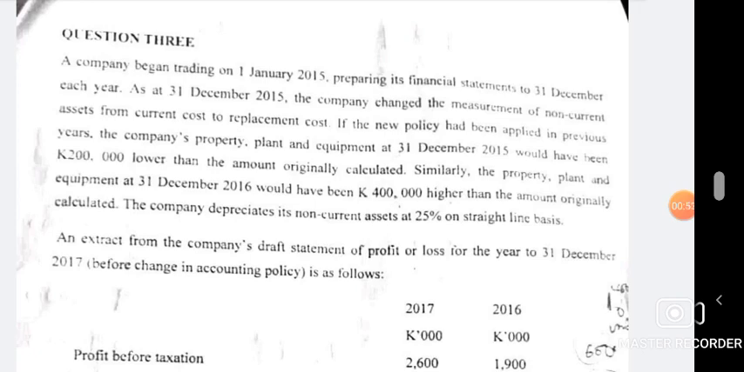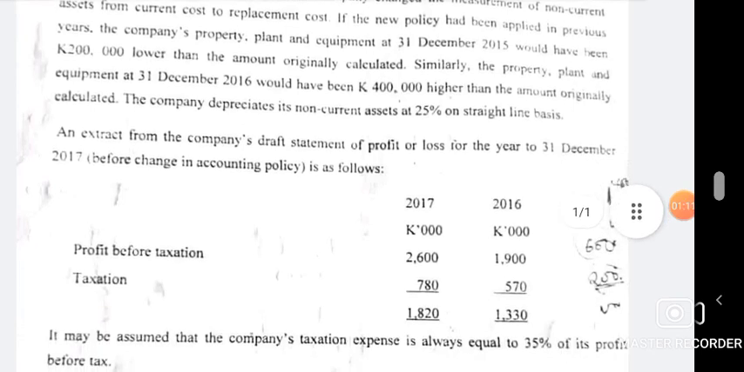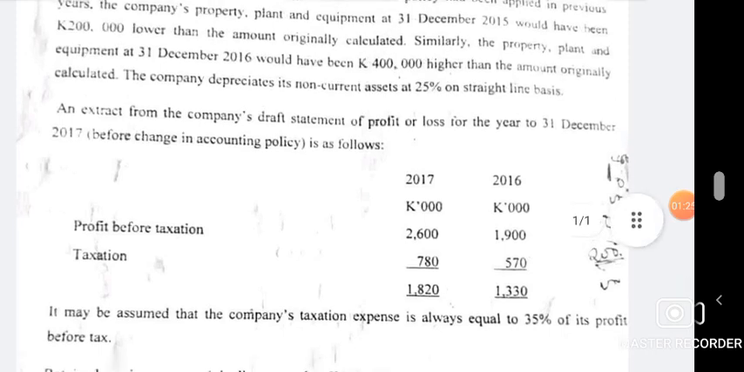The company depreciates its non-current assets at 25% on straight-line basis. An extract from the company's draft statement of profit or loss for the year to 31st December 2017 before change in accounting policy is as follows. So these are basically our statements before the change in the policy. Just take note of the figures so that even as we start changing these figures, you'll be able to tell that, okay, it's due to the change that they've talked about in the earlier paragraph.